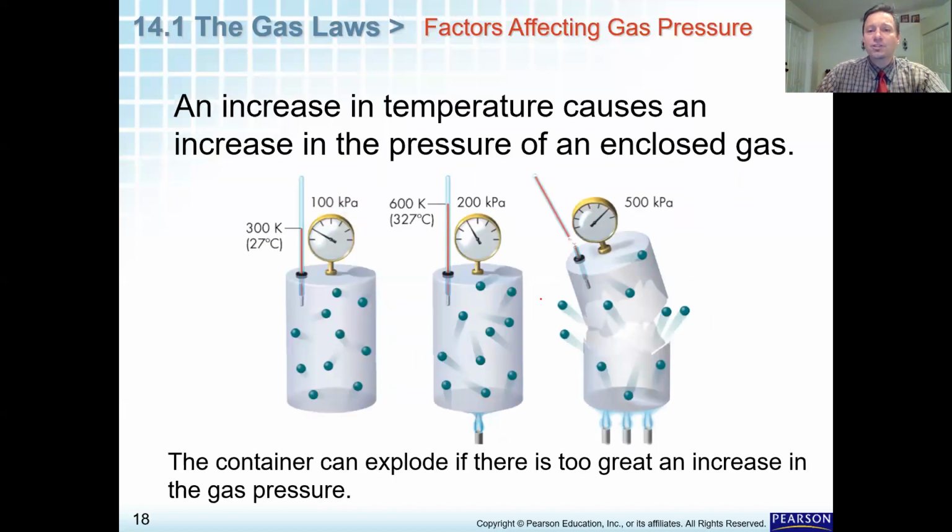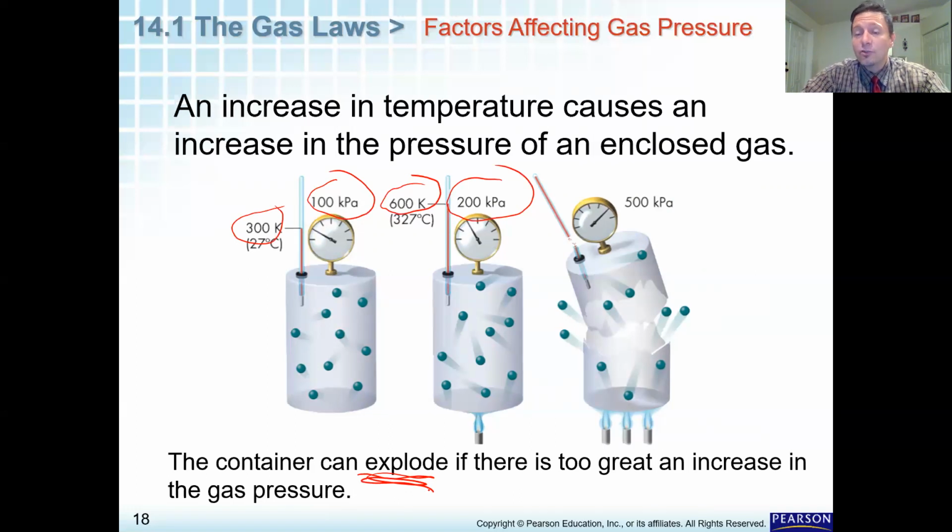And here, increasing the temperature causes an increase in the pressure. So here you are at 300 Kelvin and 100 kilopascals. You doubled your temperature, you doubled the pressure. And then you're going to get to a point here that is going to actually explode. The container can explode, and that's really important if there's too great an increase in the gas pressure.